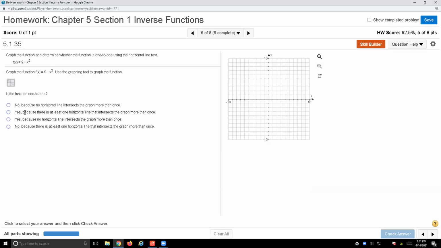So is it a one-to-one function? No, because at least one horizontal line intersects the graph more than once. So that's that one.